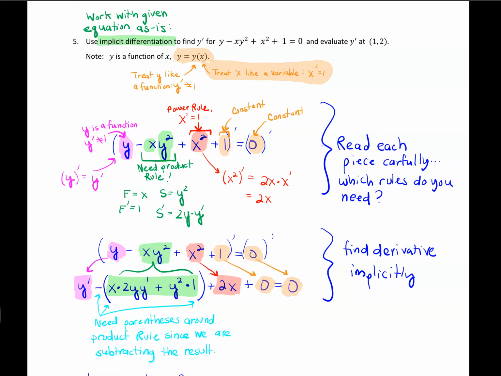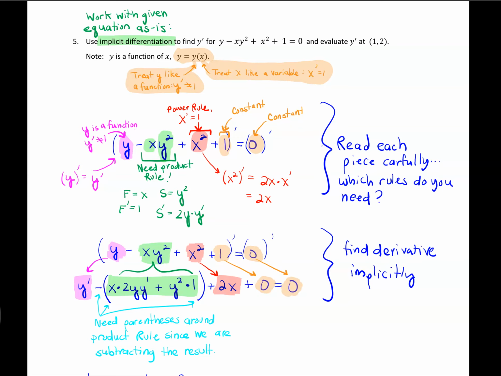And y, the letter y, is acting like a function. So when you see a y and you take the derivative of y, you're going to record it as y prime. And y prime does not equal 1 because y is a function. Y is not a variable, it's a function. Okay, so that's the first thing you have to get set in your mind before you find the derivative implicitly.